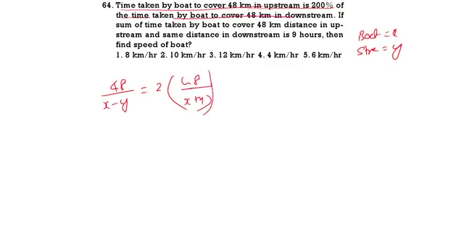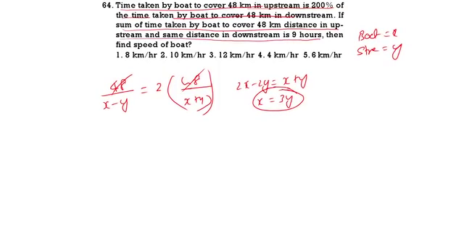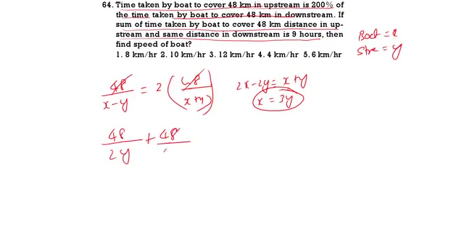Now do the calculation part. Here 48 cancel. 2x minus 2y is equal to x plus y, or else x is equal to 3y. X is equal to how much we are going to get? 3y. Now if the sum of the time taken by boat to cover 48 upstream and same distance downstream is 9 hours. Now see second equation. 48 kilometers upstream, x minus y. Already x is 3y. 3y minus y, 2y. 48 downstream. Downstream means x plus y. What is x plus y? 3y plus y, that is 4y, is equal to 9.